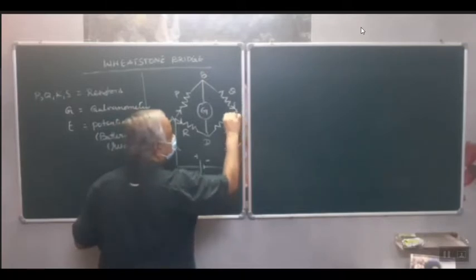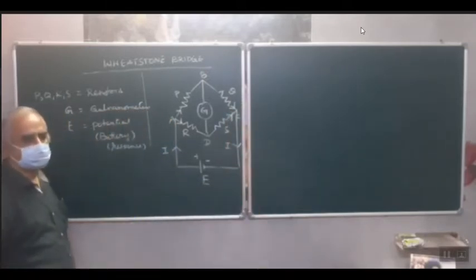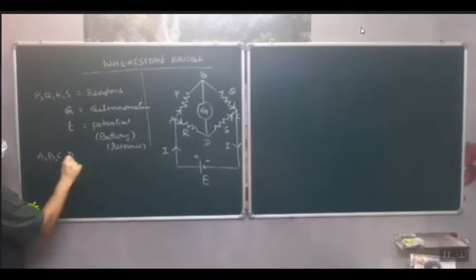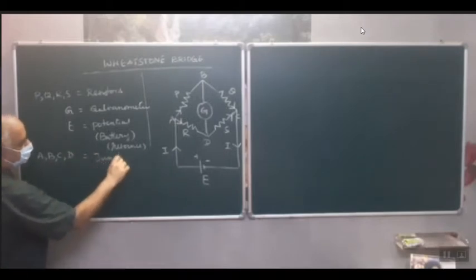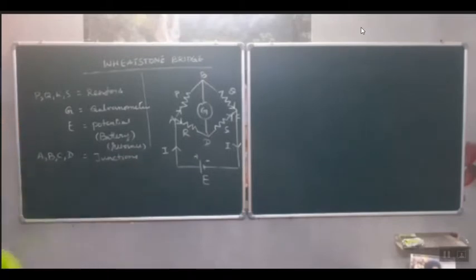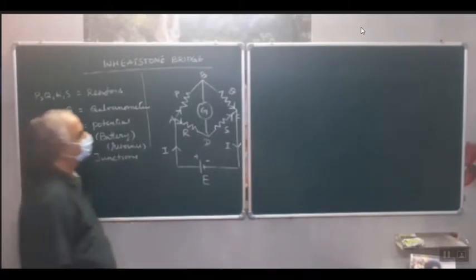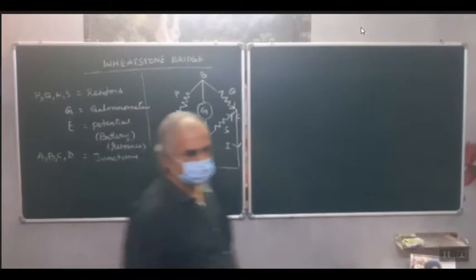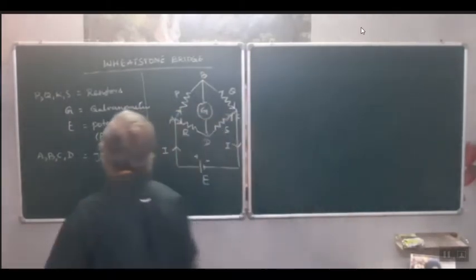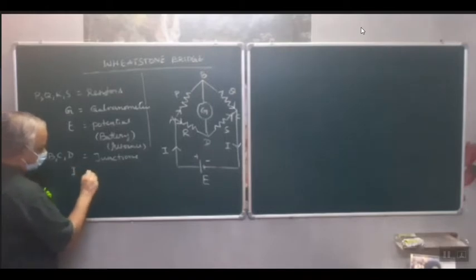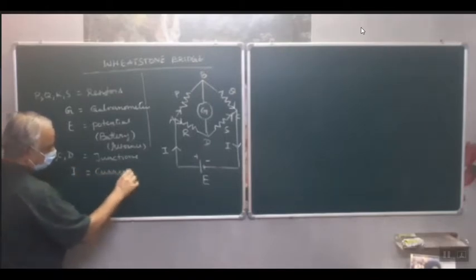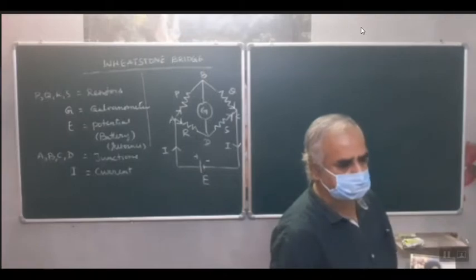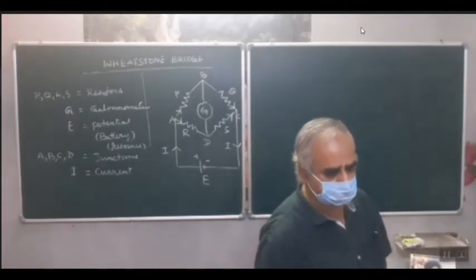So from the junction A, current is emerging, and at junction C, the current is approaching that junction C. A, B, C, D are the junctions. I represents the current. Its unit is ampere.